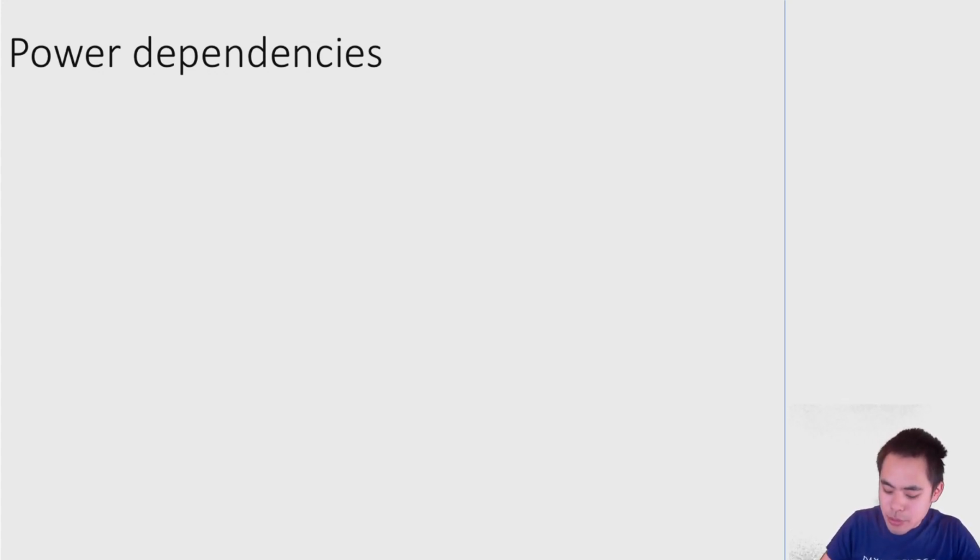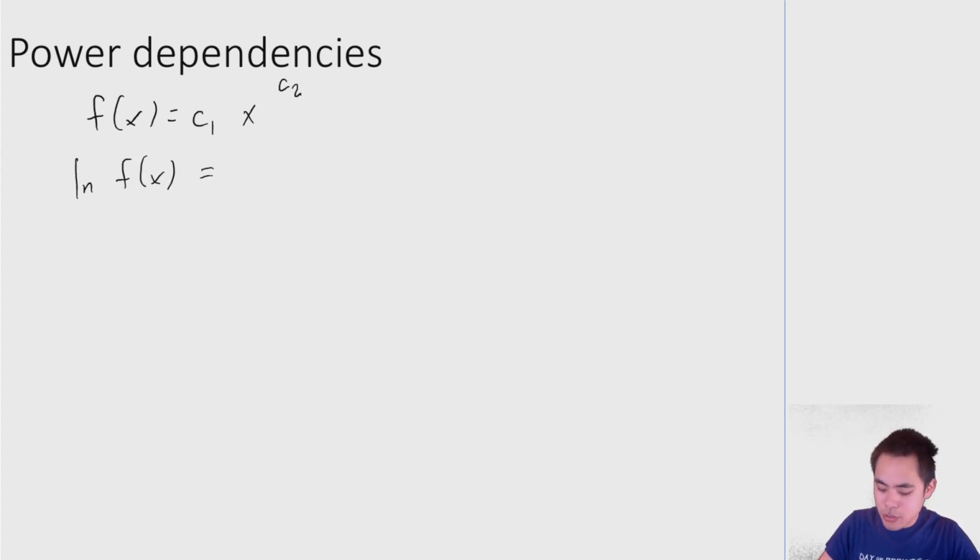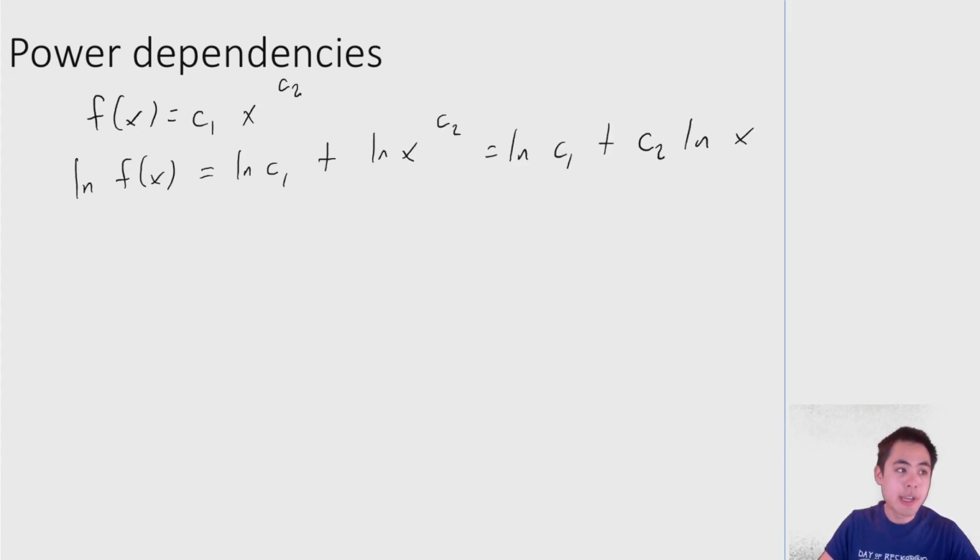So for power dependencies, we have a function f of x equal to c1 x to the c2. And so when we take the natural log of both sides, we get a new function. Natural log of f of x is equal to natural log of c1 plus natural log of x to the c2, which is equal to natural log of c1 plus c2 times the natural log of x.